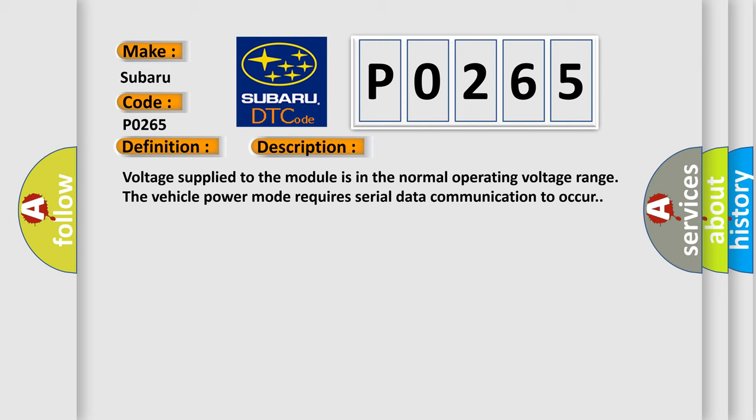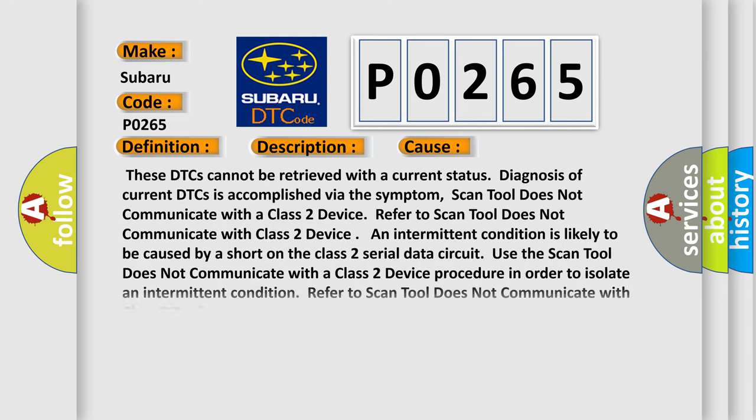This diagnostic error occurs most often in these cases. These DTCs cannot be retrieved with a current status; diagnosis of current DTCs is accomplished via the symptom: scan tool does not communicate with a class 2 device. Refer to scan tool does not communicate with class 2 device. An intermittent condition is likely to be caused by a short on the class 2 serial data circuit. Use the scan tool does not communicate with a class 2 device procedure in order to isolate an intermittent condition.